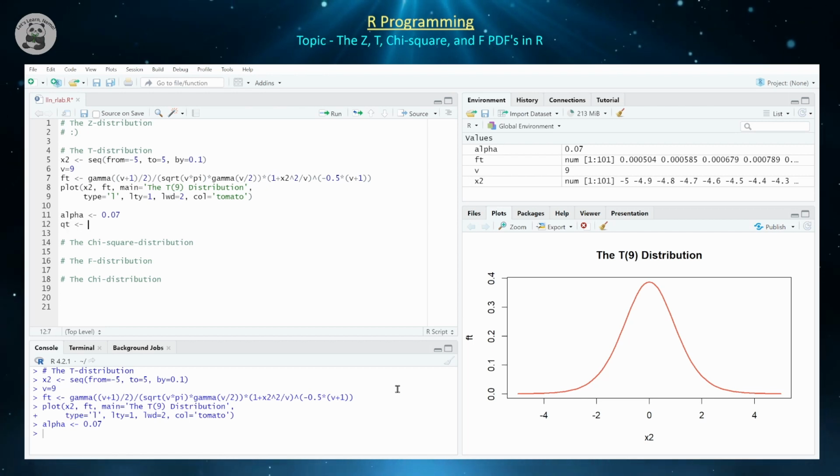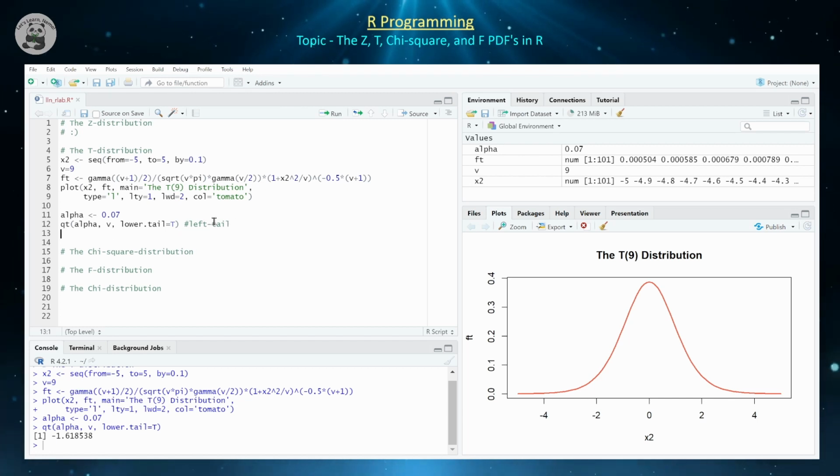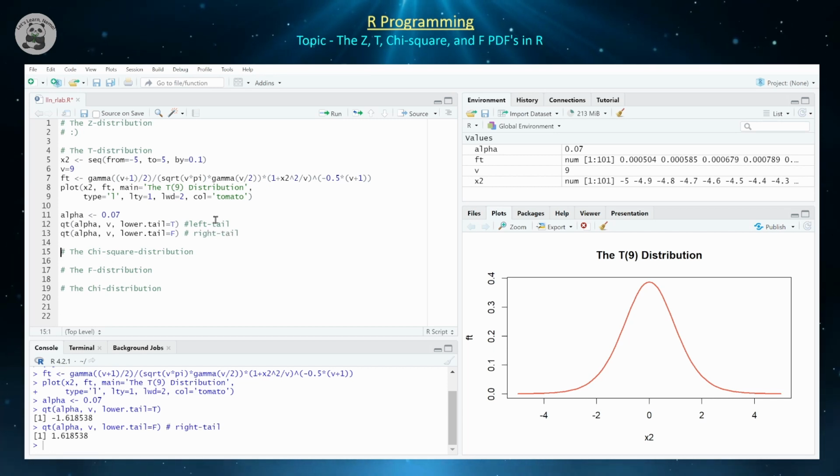So for example, the left tail critical value is given by qt. So let's just do qt, and then our alpha value, our degrees of freedom. And where do we want that tail? We want that to be in the lower tail. So that's going to give us our left critical value. Similarly, qt alpha nu, and then lower tail is equal to false. This is going to be our right tail test critical value.